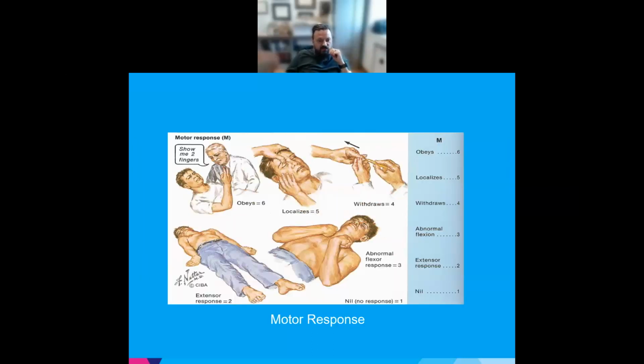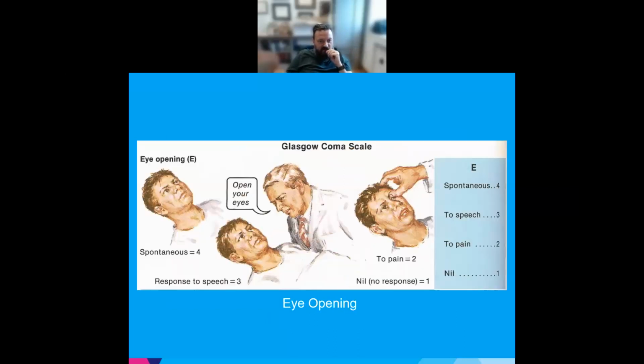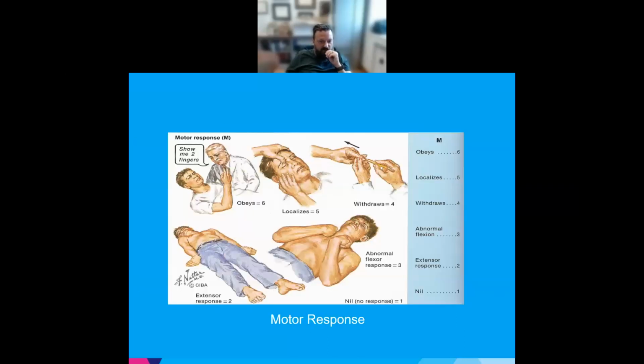In terms of motor response, and I usually report these eye first, then motor second, and then verbal, because verbal's often the least reliable. But motor response, particularly in a patient that's decompensating, is in some ways the most important, because this will give you a sense of whether they are still following commands. So if they're following commands, that's a 6.